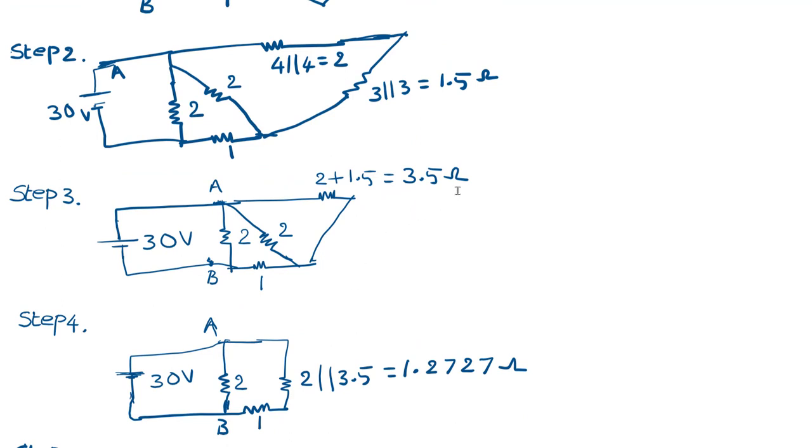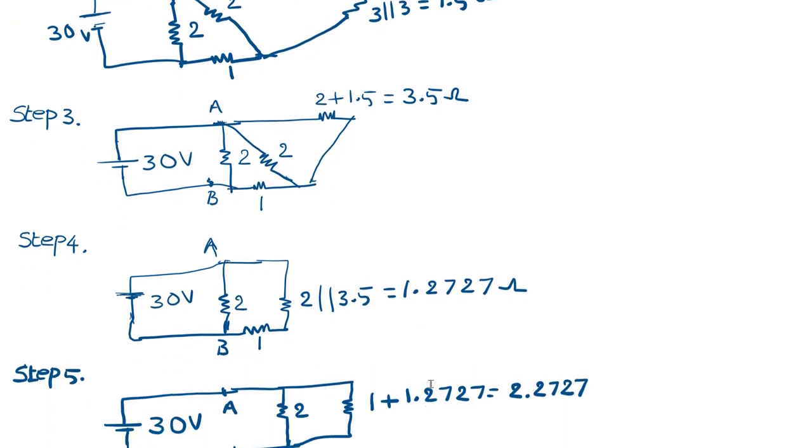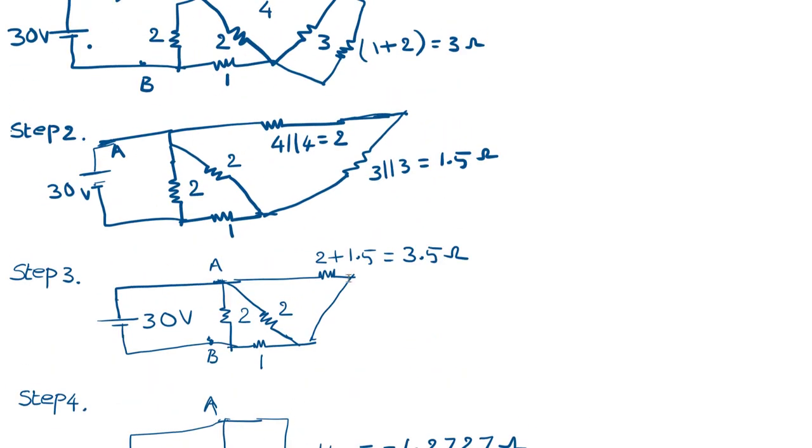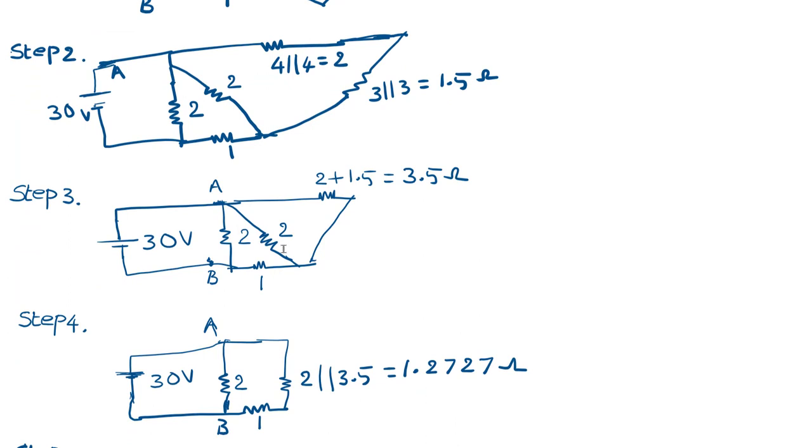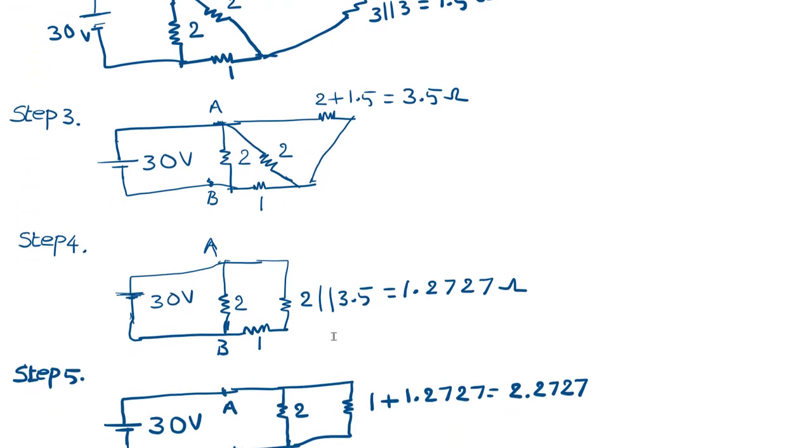So if you further observe it, this resistance is in parallel with 2, means 3.5 is in parallel with 2. So we can replace these two resistors with one resistance. That is 2 in parallel with 3.5, means 2 into 3.5 divided by 3.5 plus 2. So simplification gives us 1.2727 ohms. So we have replaced these two parallel resistors with one resistance like this.